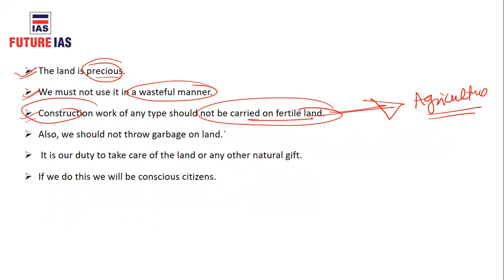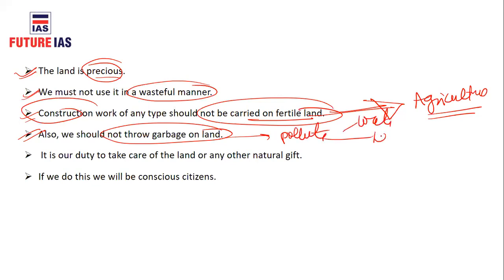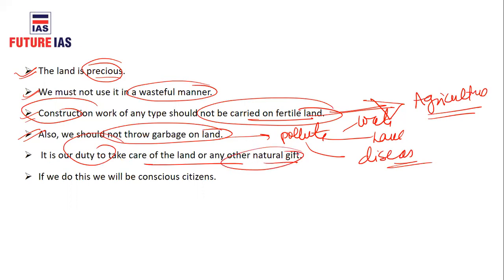And we should also not throw garbage on the land, because garbage on the land ultimately pollutes the water body, right? It pollutes the land, and it also causes a lot of disease, isn't it? So it is our duty to take care of our land, because land is a natural gift given by nature, and we can do this with all our consciousness, because we are the citizens, right? And we have our fundamental duty to protect this precious natural resource also.